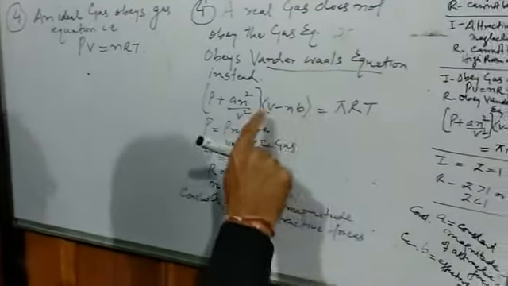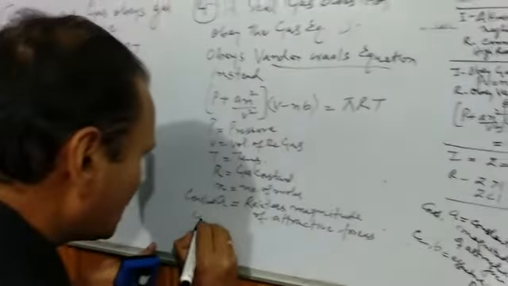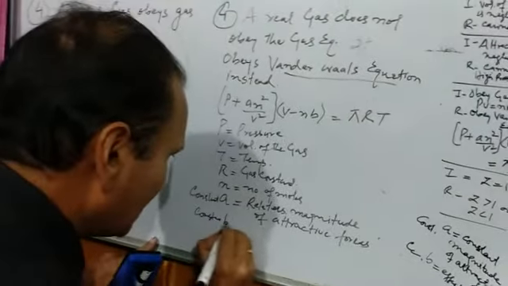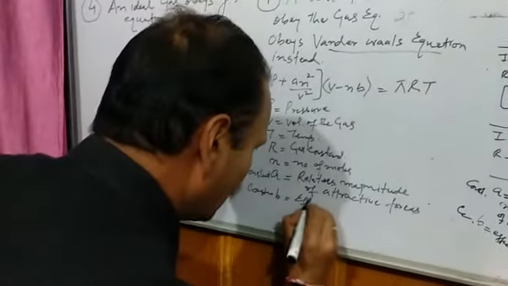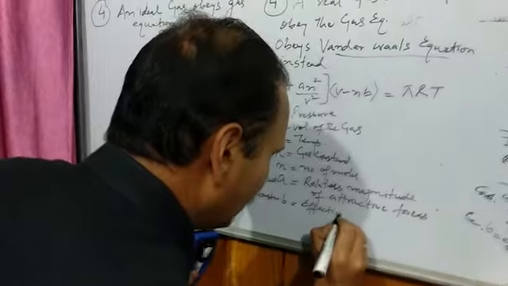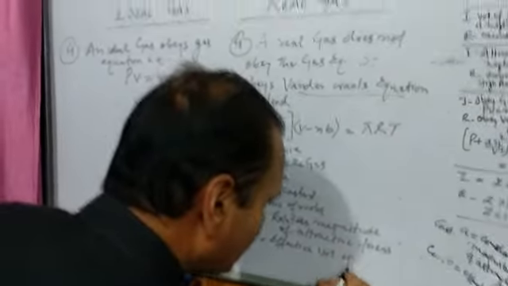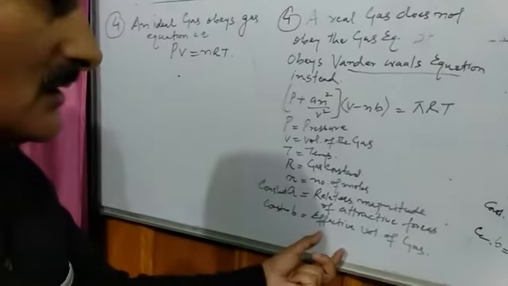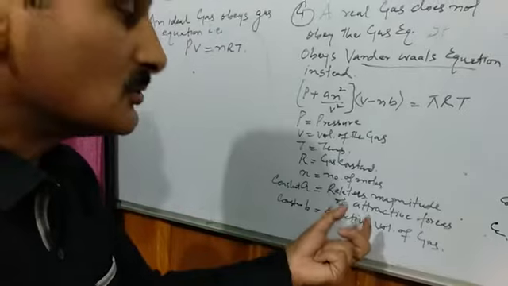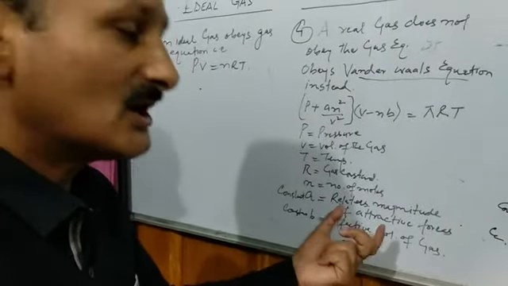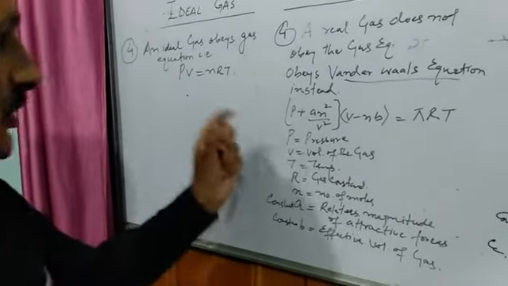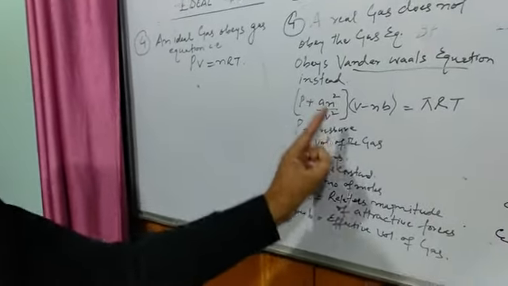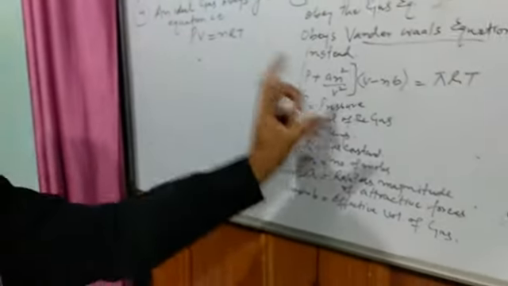Then we have another constant in this equation, that is b, known as constant b. This relates to the effective volume of the gas, because according to the van der Waals equation, the gas molecules do have volume. Their volume is not negligible as in the case of these ideal gases. So this is the van der Waals equation. So real gases obey the van der Waals equation.